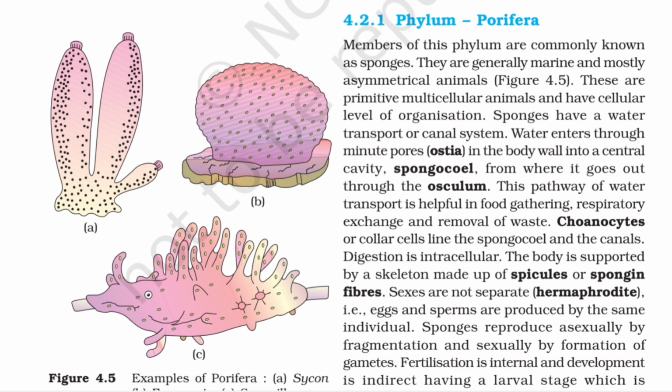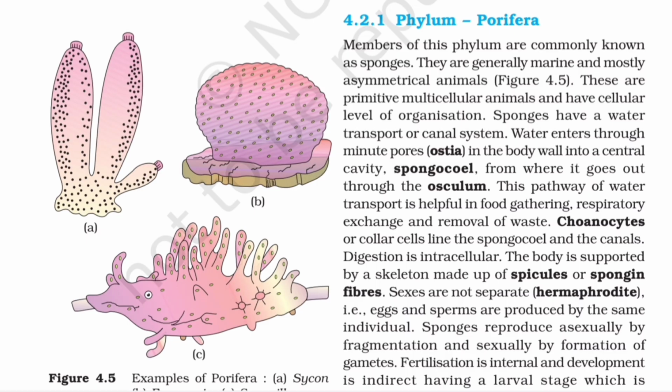Water enters through minute pores known as ostia in the body wall into a central cavity known as spongocoel, from where it goes out through the osculum. This pathway of water transport is helpful in food gathering, respiratory exchange, and removal of waste. Choanocytes or collar cells line the spongocoel and the canals. Digestion is intracellular. The body is supported by a skeleton made up of spicules or spongin fibers. Sexes are not separate, also known as hermaphrodite, that is, eggs and sperms are produced by the same individual.